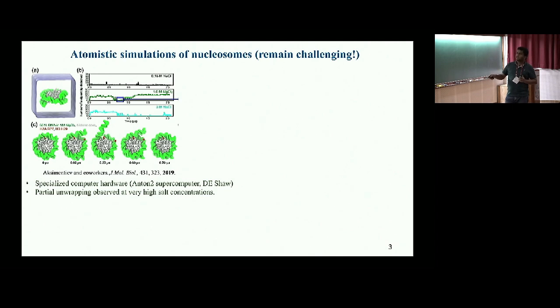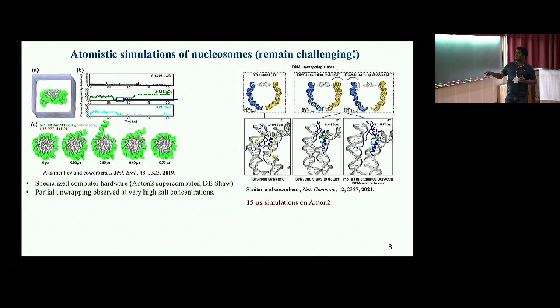And these simulations were done on the highly specialized Anton 2 supercomputer, which is maintained at DE Shaw Research. And very recently, there were much longer simulations that were carried out by Shaitan and co-workers, where they were able to see even more unwrapping events.